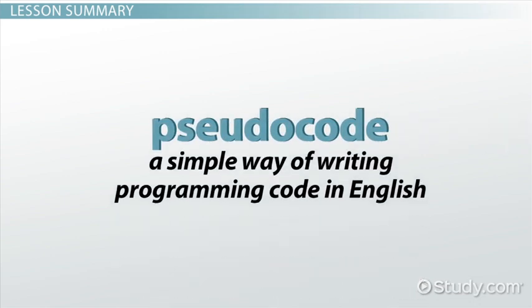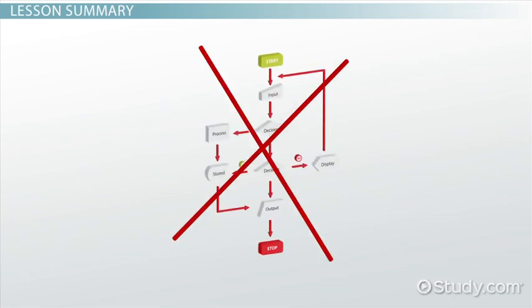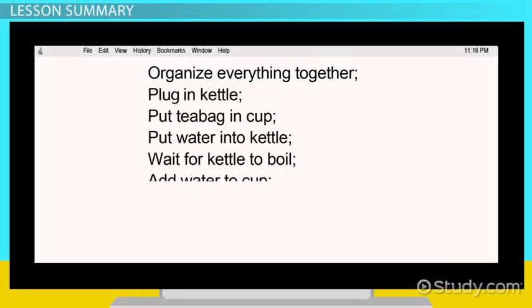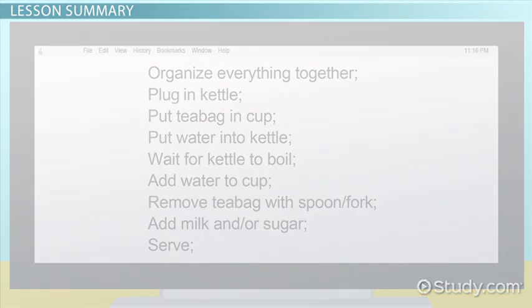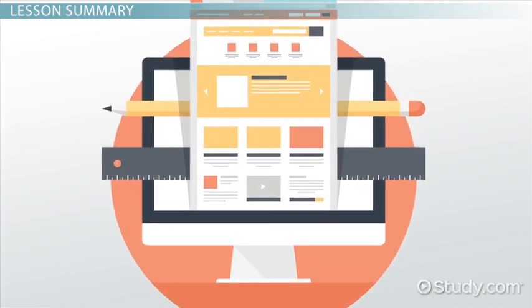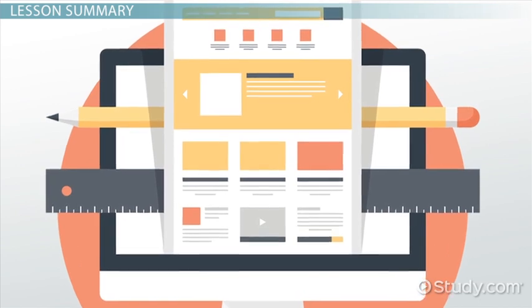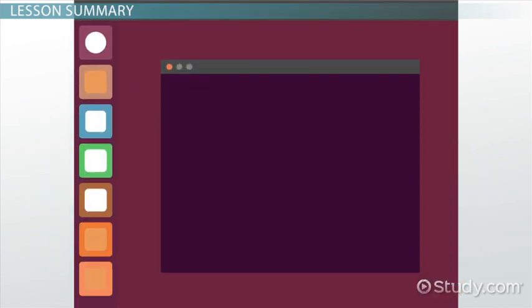In review, pseudocode is a simple way of writing programming code in English and has become an alternative to flowcharts. There is no standard, and there are no special commands for pseudocode. Instead, it includes the essential information for creating a program, so that the reader understands what the program should do without getting bogged down in the details. Pseudocode is easy to modify and can be written on paper or using a word processing application like Word or Notepad.